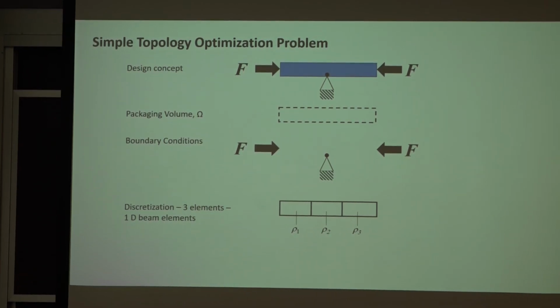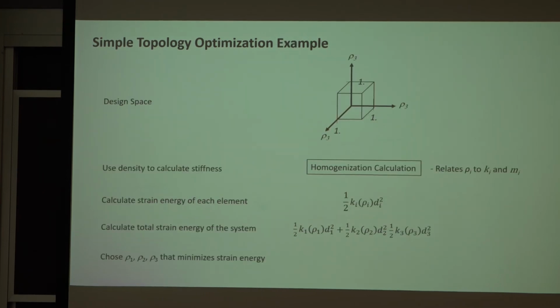Okay? And the variable is going to be row 1, row 2, row 3. So these are the densities of each of those 3 elements. So your design space is how big? 3, right? You've got 3 variables. Row 1, row 2, row 3. Those are your design variables. And so that's your design space right there.